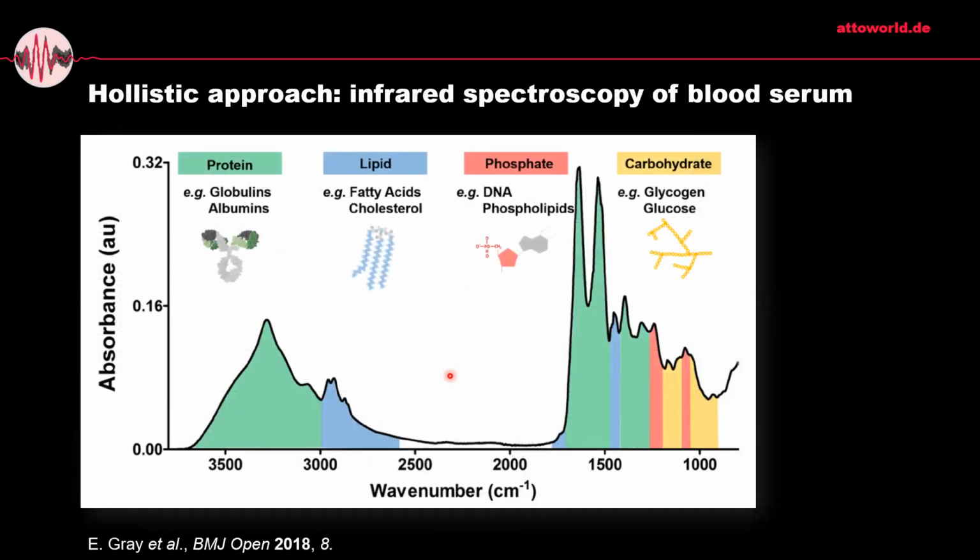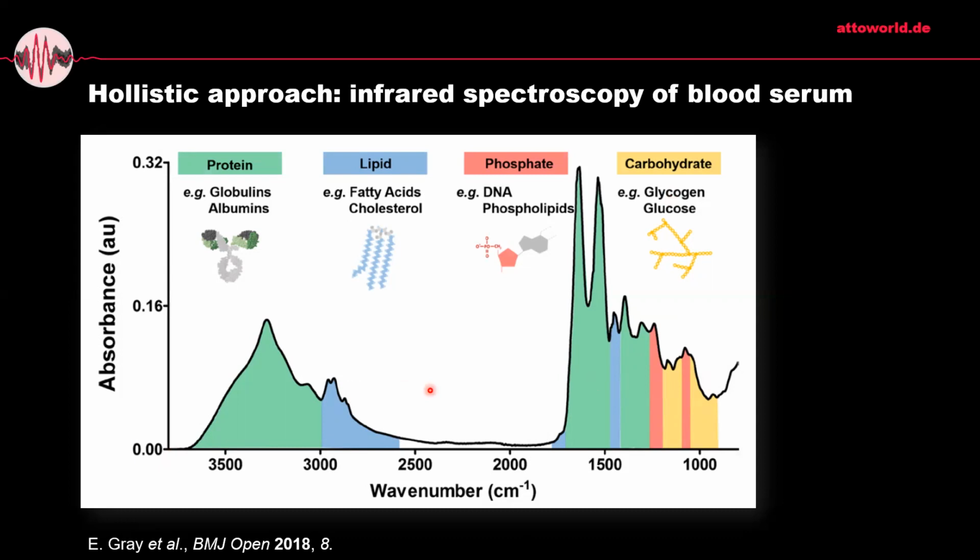So the wave numbers range here on the x-axis from, say, 1,000 to 3,000. And you can see this typical infrared spectrum of blood serum. There are many molecules that contribute to it. So it's mostly proteins, but then there are also lipids. There are also sugars. And all these spectra overlap one with another to provide this complicated signature.